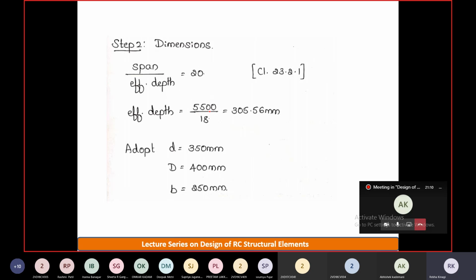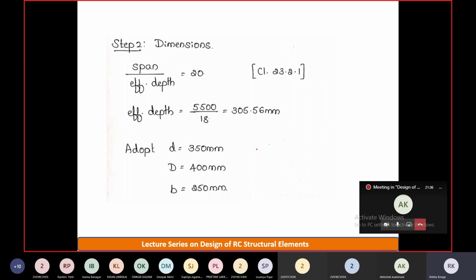So this is the clear span that we have taken here. Clear span divided by the ratio, that is 18, has been considered, and the value is 305.56 mm. Now we are going to round off this effective depth to the next higher multiple of 50, that is 350 mm. So the effective depth is to be considered as 350 mm.